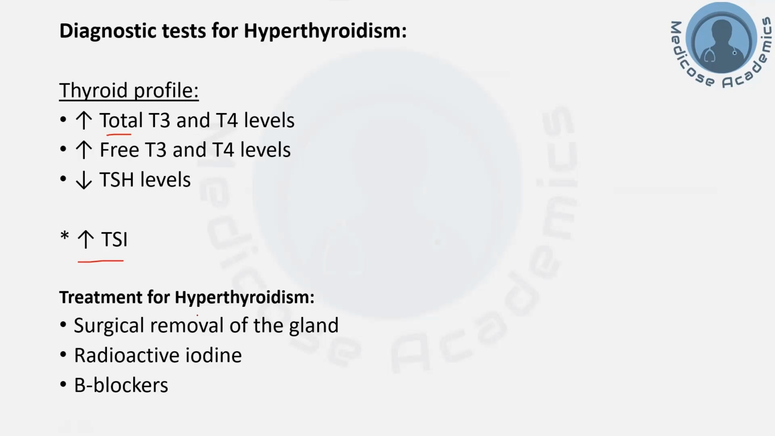So what exactly is the treatment? There can be a surgical removal of the gland, which will be increased in size because of the continuous stimulatory effect of these TSIs. Radioactive iodine, the mechanism of which we have already discussed. The effect of iodine can ablate the gland, so we can go for radioactive iodine ablation. Beta blockers can be given to reduce the cardiovascular symptoms, which are being mediated by the catecholamine effects.